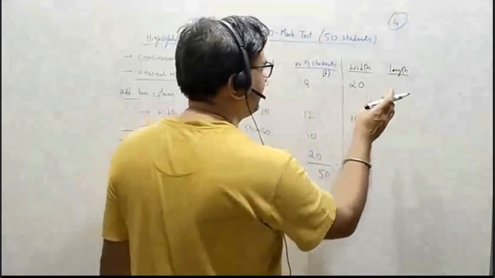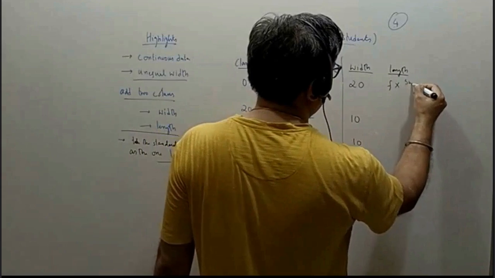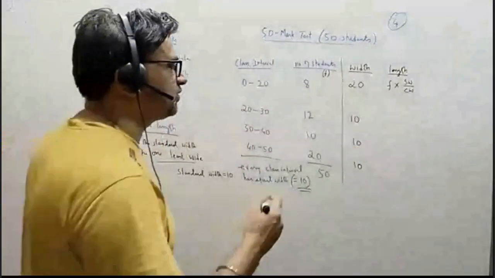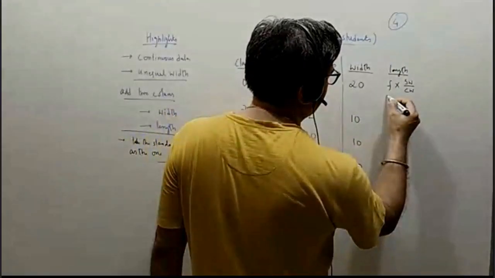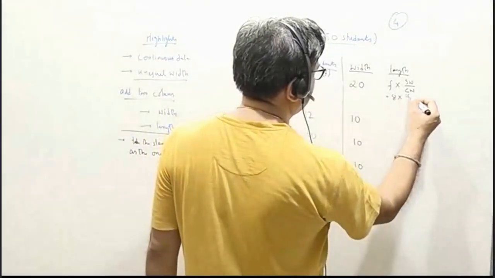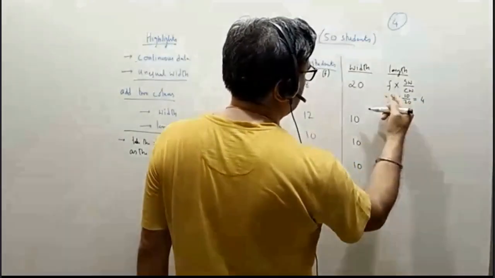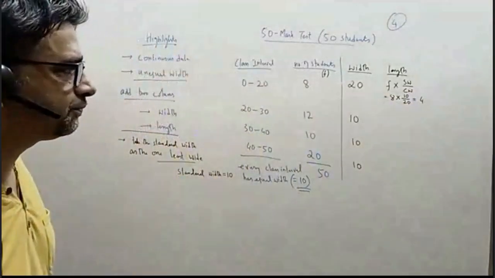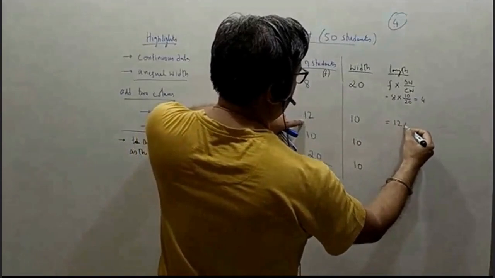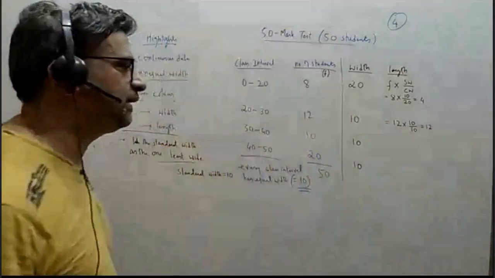So the formula that we use to find the length is frequency into standard width by current width. Standard width by current width. So this will become how much? This is equal to 8 into standard width is 10, current width is 20. So you agree that this becomes 4, 10 into 1, 10 into 2. Is that making sense, all of you? This is 12 into 10 by 10, mind you. So it is 12.